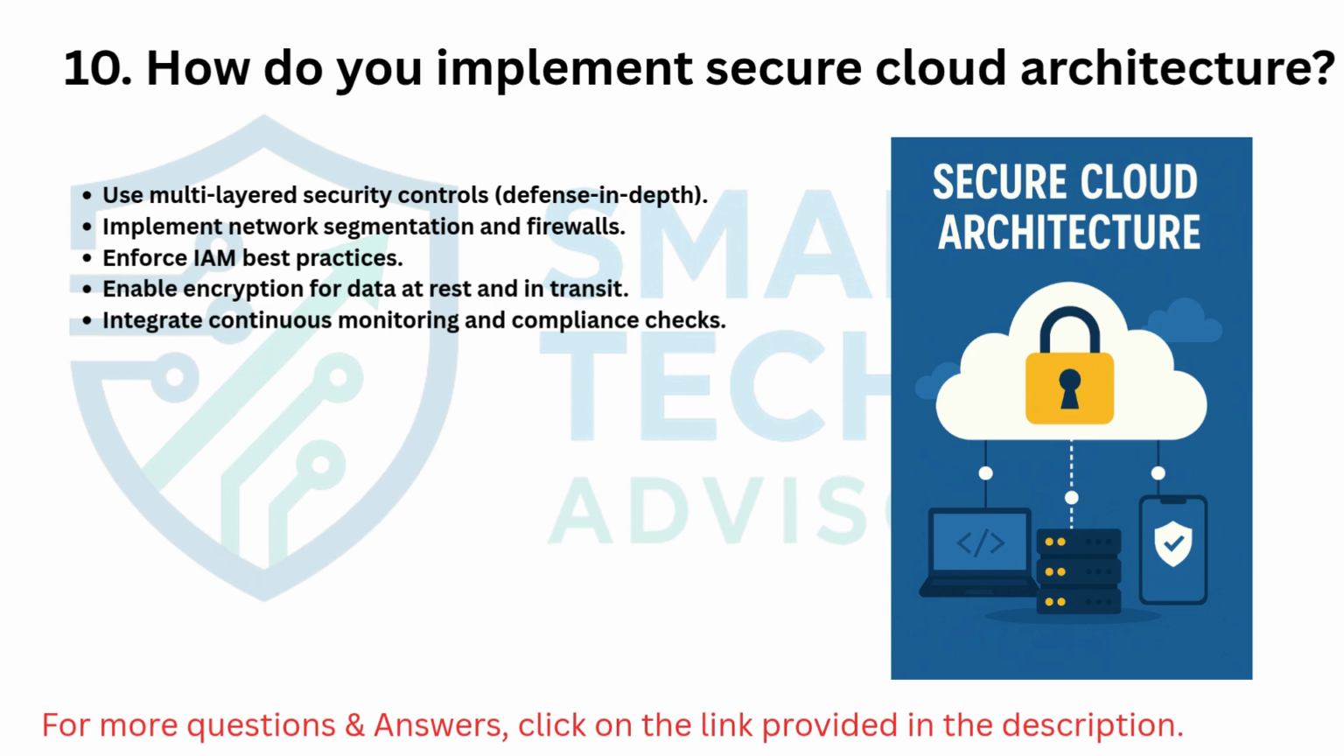How do you implement secure cloud architecture? Use multi-layered security controls, defense in depth. Implement network segmentation and firewalls. Enforce IAM best practices. Enable encryption for data at rest and in transit. Integrate continuous monitoring and compliance checks.